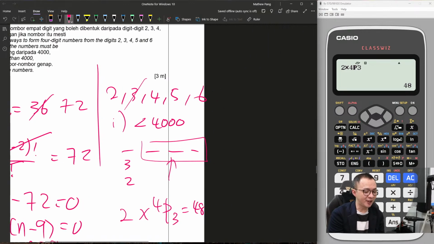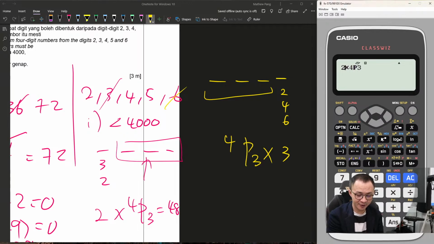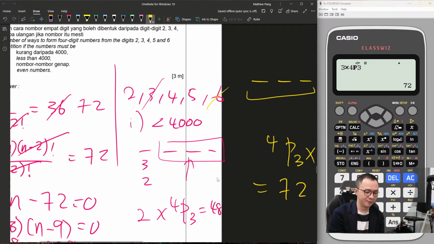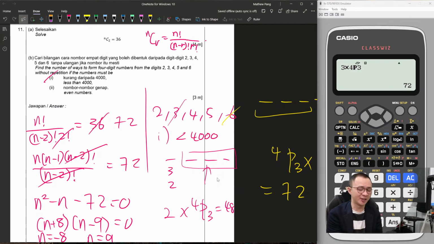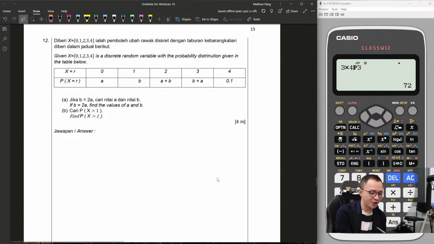It must be an even number. So if they want it to be an even number, that means the last digit must be 2, 4, or 6, right? 3 choices. Let's say I choose a 6 here. I still have 4 numbers to choose 3 of them to arrange. So yeah, times 3, 72. Okay. It's a very basic question. Normally I see a lot more difficult permutation questions, but this one is very basic. Okay.